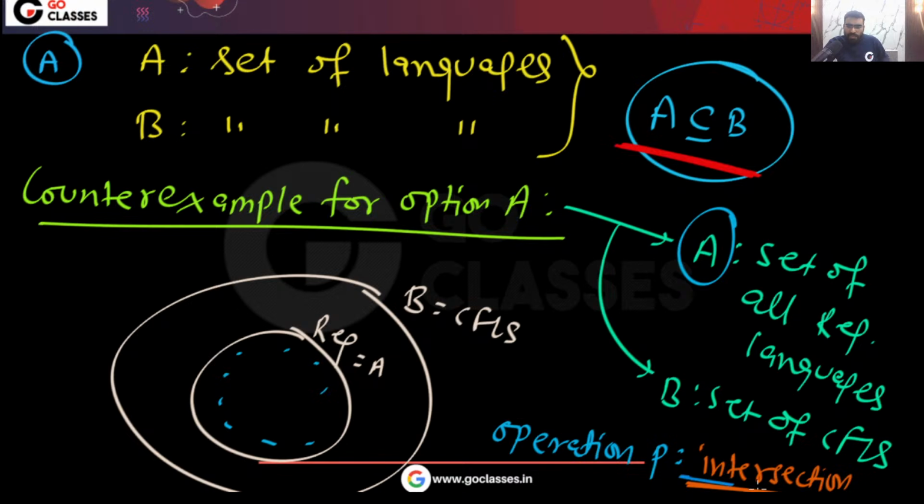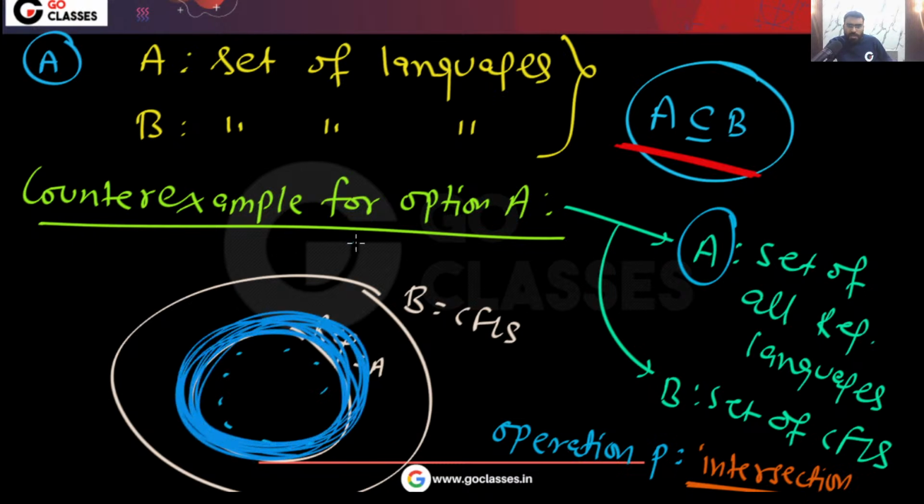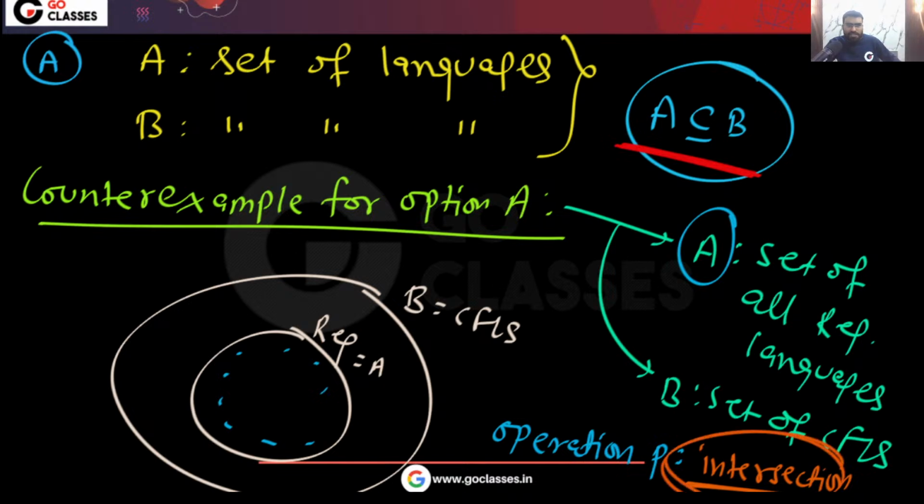You can take the operation equal to complement also, no problem. Regular languages, set A, are closed under complement, but CFLs, set B, are not closed under complement. So you can take complement or intersection, but the point is you got a counter example. So option A is false.